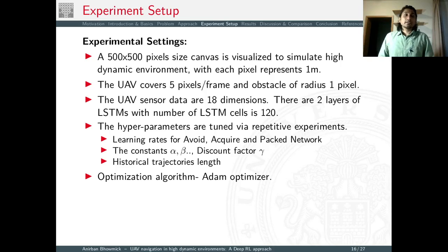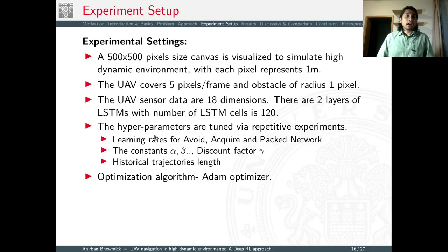In the experiment, the authors have designed a canvas of 500 by 500 pixel size, where each pixel represents 1 meter, and each obstacle is also of radius 1 pixel. The UAV has sensor data from 18 different dimensions, and there are 2 layers of LSTMs, and the number of LSTMs in each layer is 120.